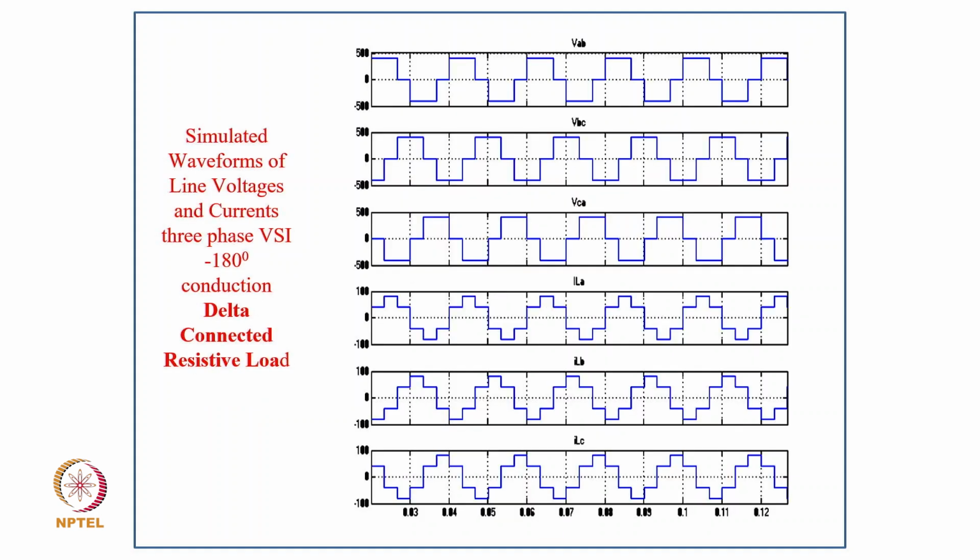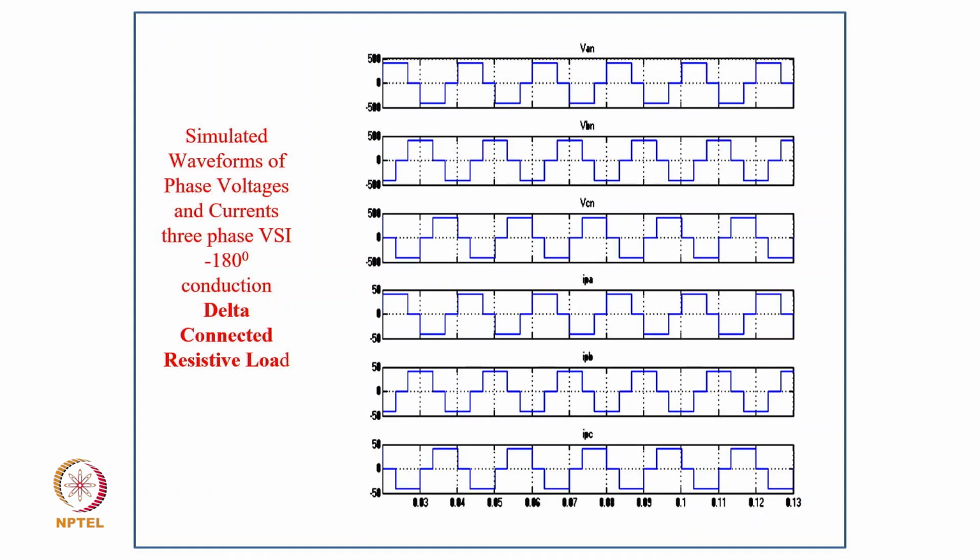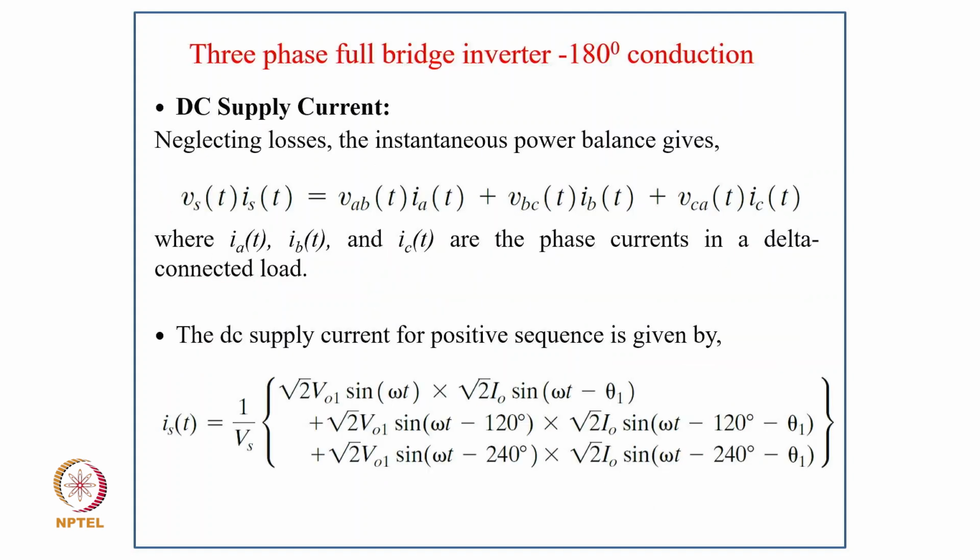So this is the simulated waveform for line voltage and current of three phase 180 degree conduction for delta connected resistive load, as we discussed in the different modes. I mean three phase line voltage and three phase current. And these are simulated waveforms of phase voltage and current of 180 degree conduction with delta, typically the phase voltage and the phase current.